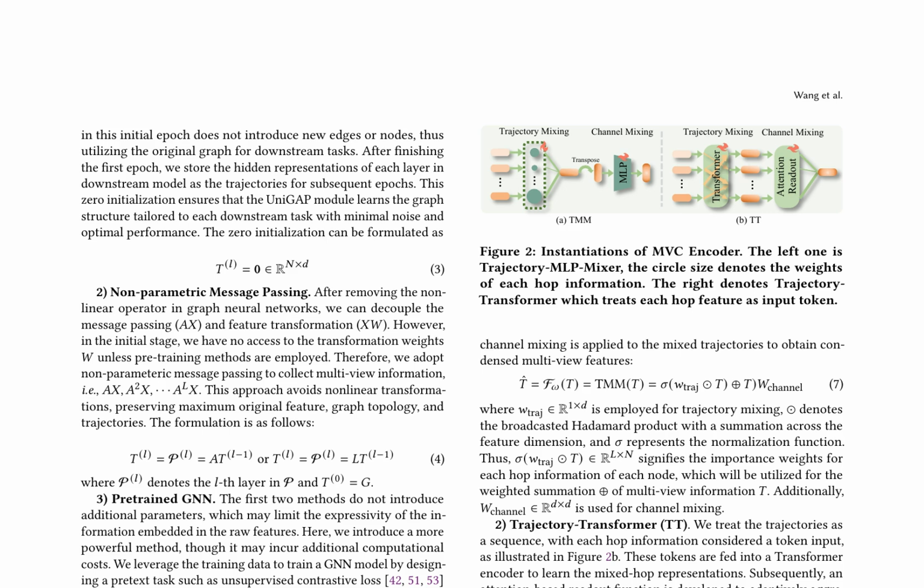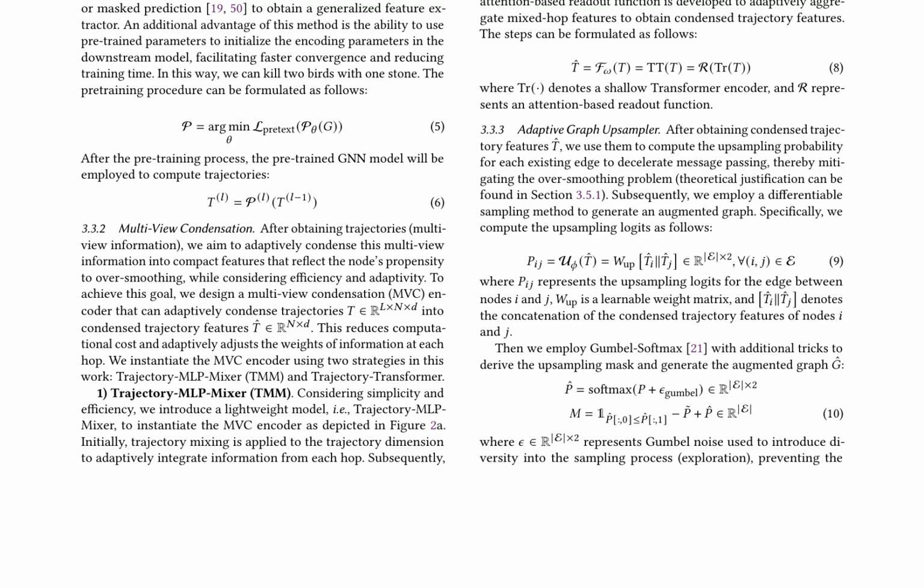the downstream model. Multiview condensation adaptively condenses multiview information into compact features reflecting nodes' propensity to oversmoothing. 2 strategies are proposed to instantiate the multiview condensation encoder: trajectory MLP mixer, TMM, and trajectory transformer, TT. TMM applies trajectory mixing and channel mixing to obtain condensed multiview features, while TT treats each hop feature as input tokens, using a transformer encoder to learn mixed hop representations.